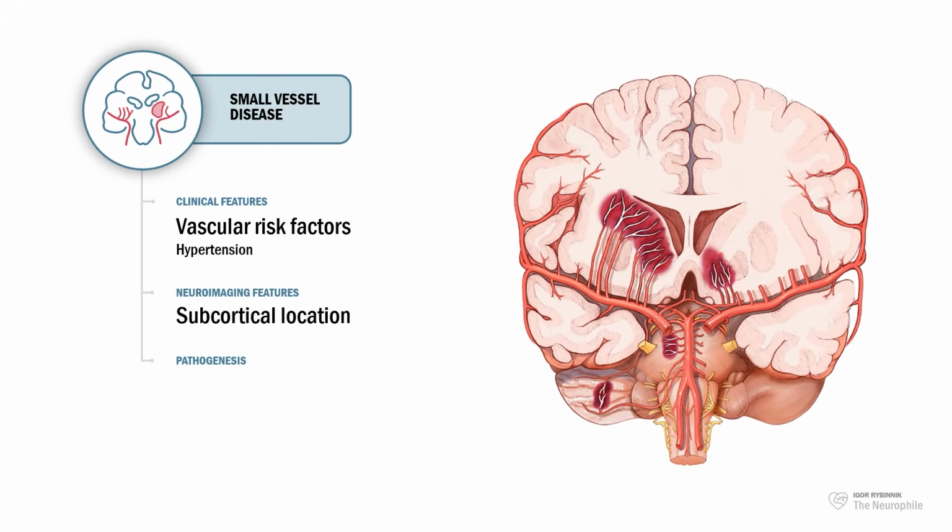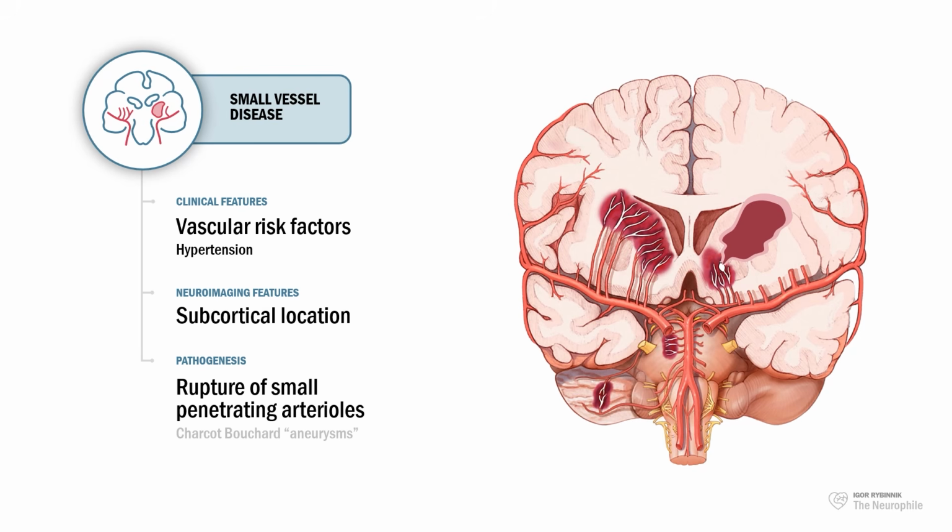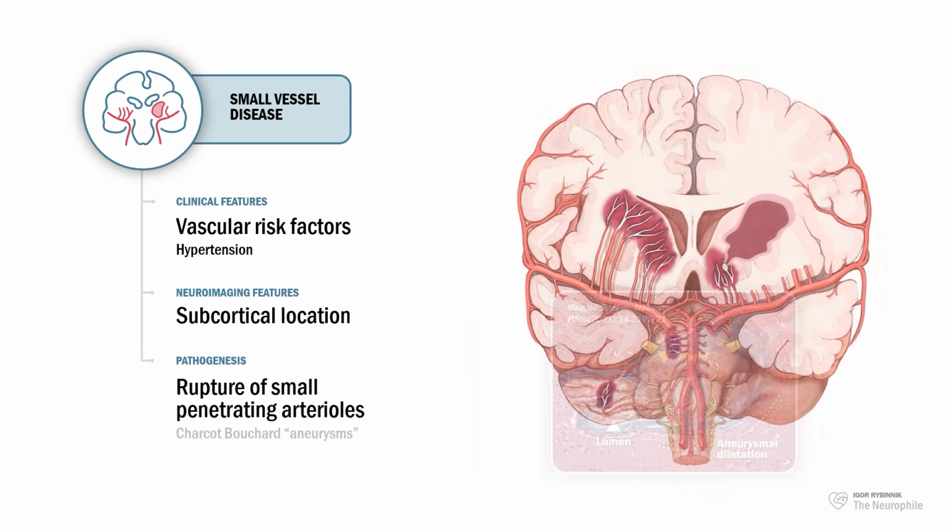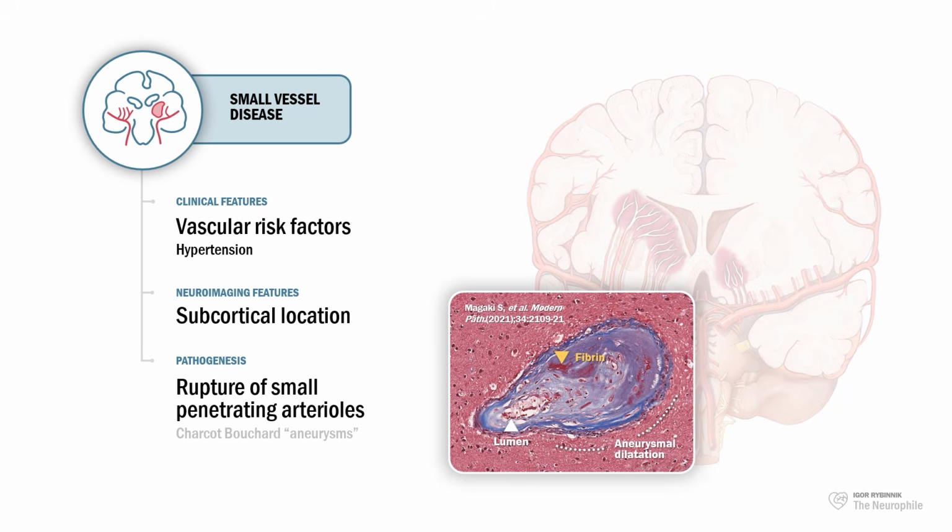What about the pathogenesis? You might remember that lipohyalinosis is the hallmark of ischemia in small vessel disease. But in this case, damage to the small vessels weakens their walls and leads to aneurysmal dilatation. Here's a pathological slide of a cross-section through a small vessel.